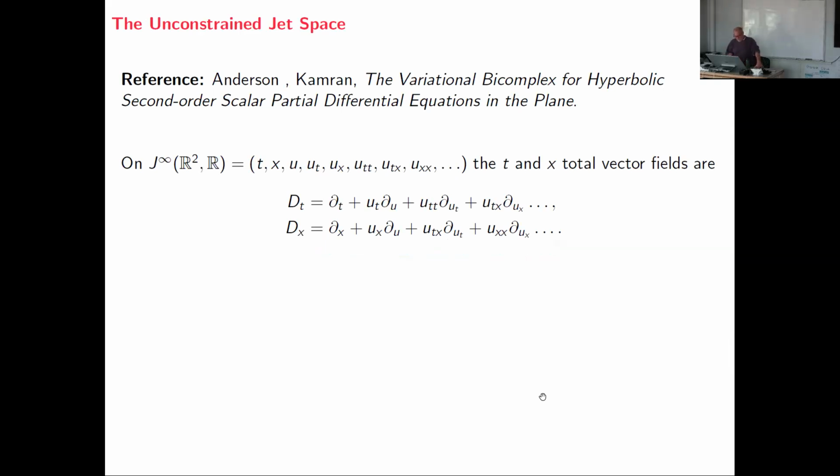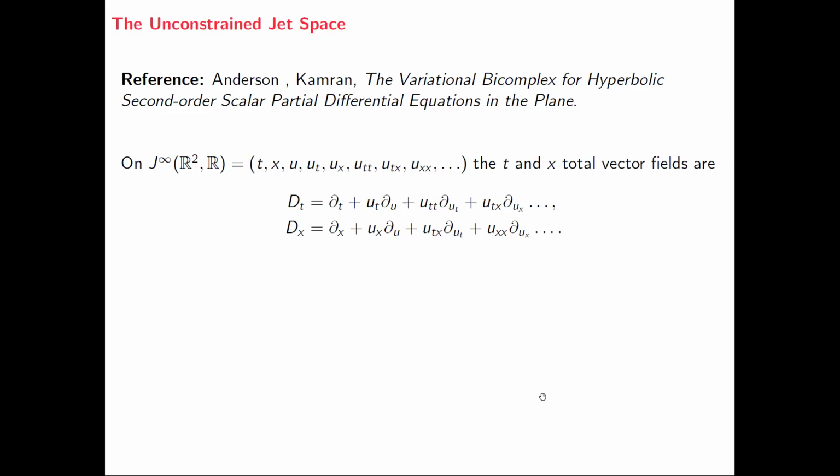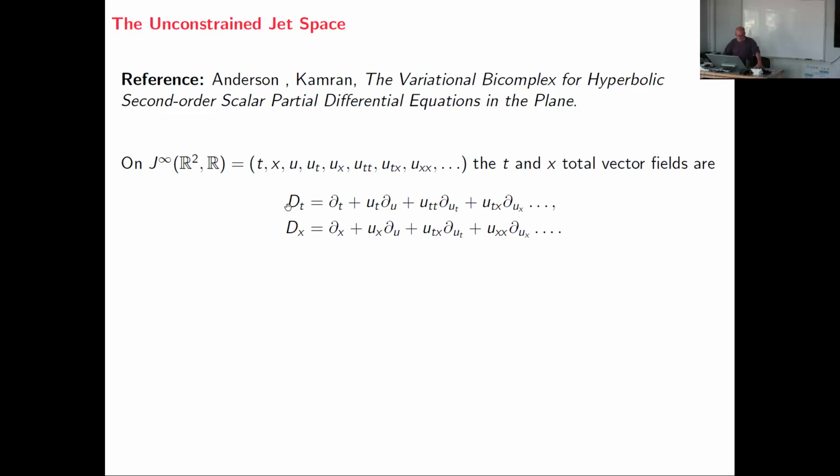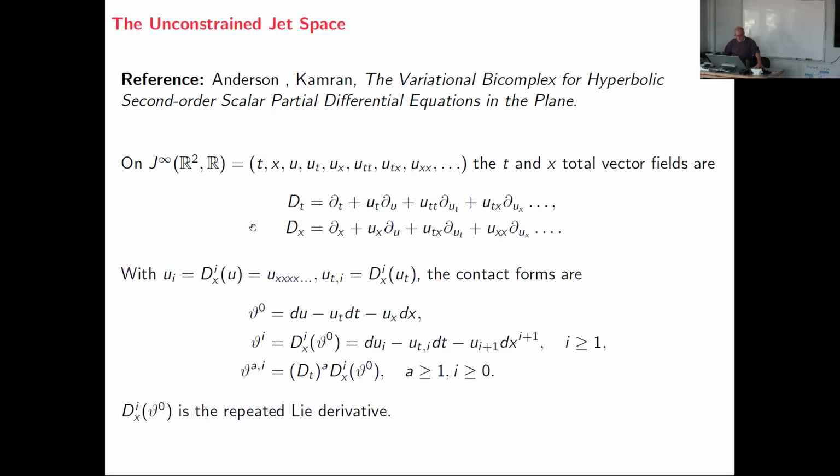Okay. So on the jet space of functions of two variables, one function of two variables, we have the total vector fields, which generate the Cartan distribution if you want. I'll just call big DT the total time derivative, DX the total x derivative. And just for nomenclature, I'm going to put u sub i to be the ith x derivative, and t sub i will be the ith x derivative of ut. These won't play such a big role, but we have on this jet space the standard contact forms, which I write as script theta i, and by DX^i, I just mean repeated derivative.